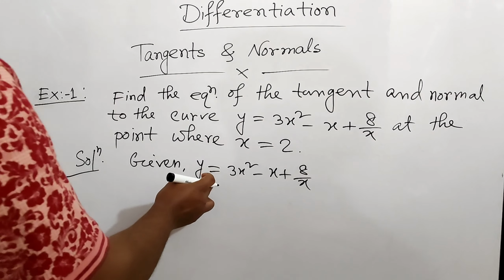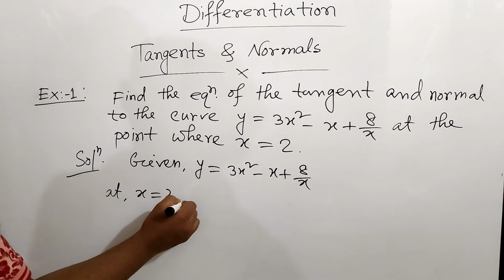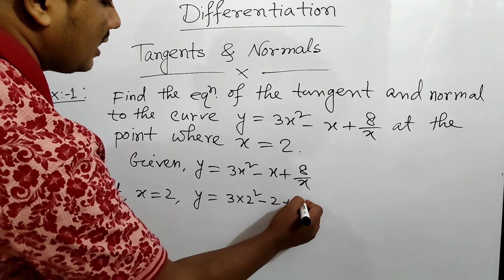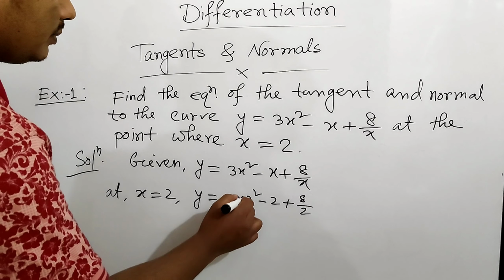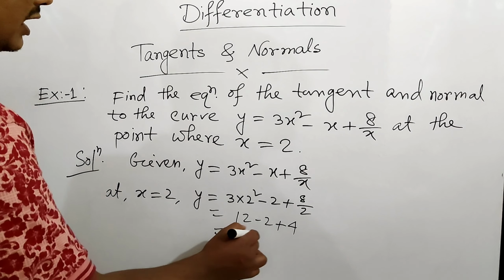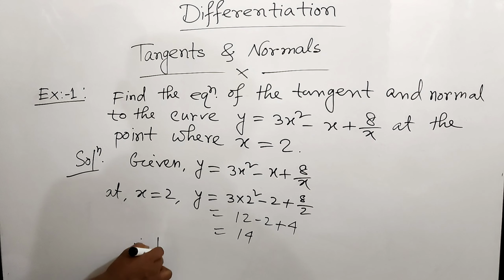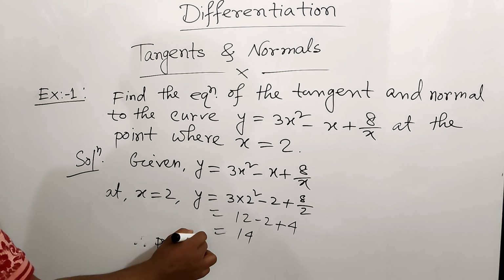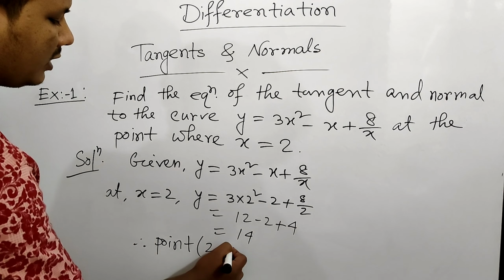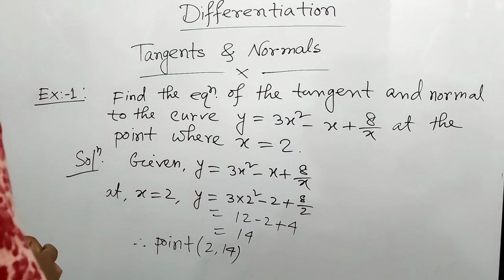Now we need to find the value of y at x = 2. So at x = 2, the value of y will be 3 × 2² − 2 + 8/2, or 3 × 4 is 12, minus 2, plus 4. So if we do the calculation, it will be 14. Okay, so our point is (2, 14). So at this point we need to find the equation of the tangent and the normal.